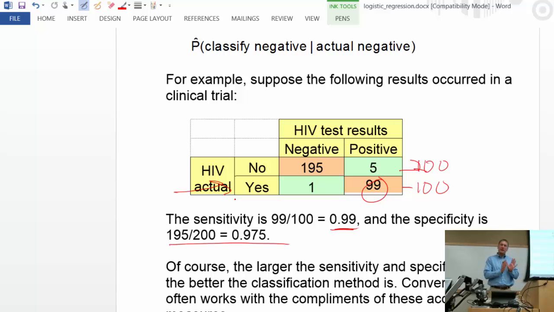That's how you calculate the sensitivity and specificity of a classification method in general. Of course, the larger these sensitivities and specificities are, the better the classification method is. Ideally, you would like these values to be equal to 1.